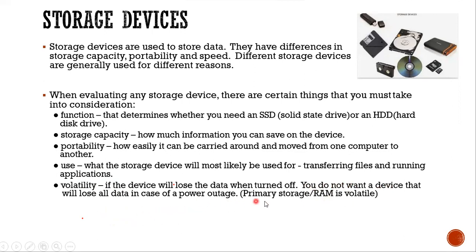power surge. Now your primary storage or RAM, random access memory, is volatile, which means it will lose data, so we cannot use it to store data permanently. In that case, you will need a solid state drive or a hard disk drive to store data. You need a secondary storage. This is a primary storage. Primary storage is volatile. Secondary storage is not volatile. It means when there's no power, the data will still be available in your secondary storage.